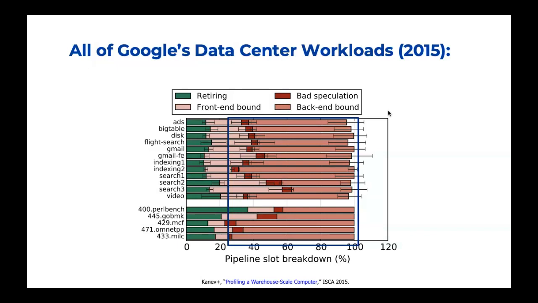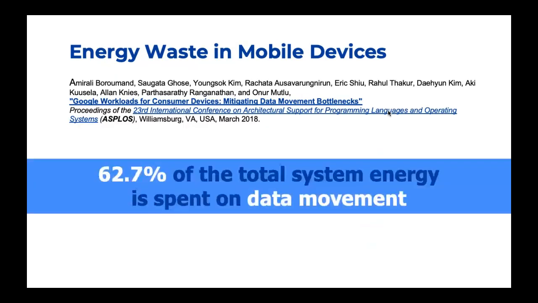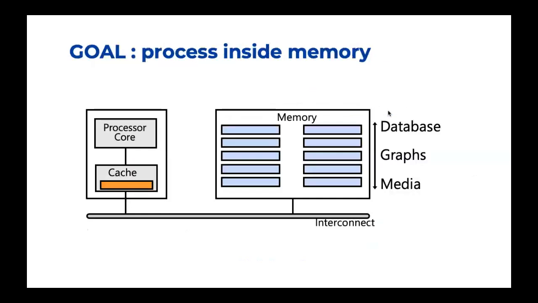Energy waste in mobile devices, 62.7%. The total system energy is spent on data movement. It's not just about latency, performance, and cost, but also about energy. And we said energy is limited. So it's a great deal that 62.7% of the energy we have in mobile devices is spent just on moving data.